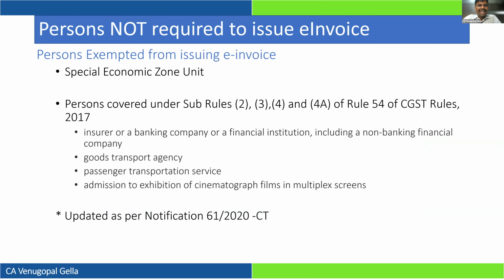Certain people have been exempted from generating an e-invoice. See, already by virtue of rule 54, sub rule 2, 3, and 4, there's an exemption which is already given to issue a tax invoice. That exemption has been extended for the e-invoice also. Who are they? NBFCs, insurance companies, goods transport agency, passenger transport agency, or admission to cinematographic film. In these cases, Rule 46 is relaxed. The same is applicable to e-invoice also.